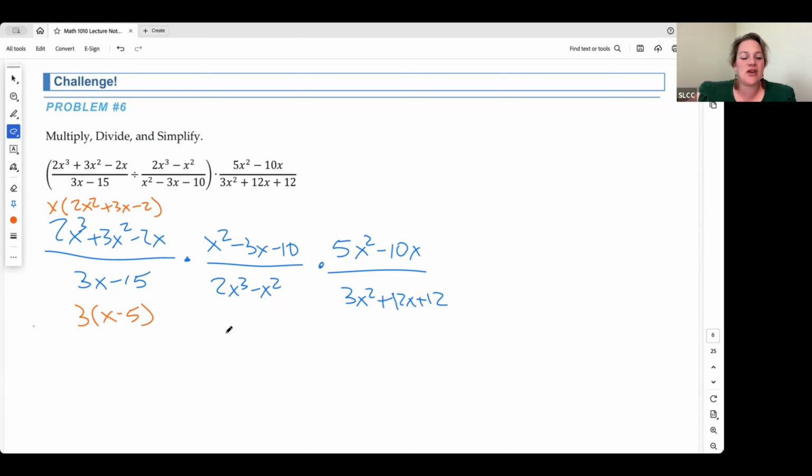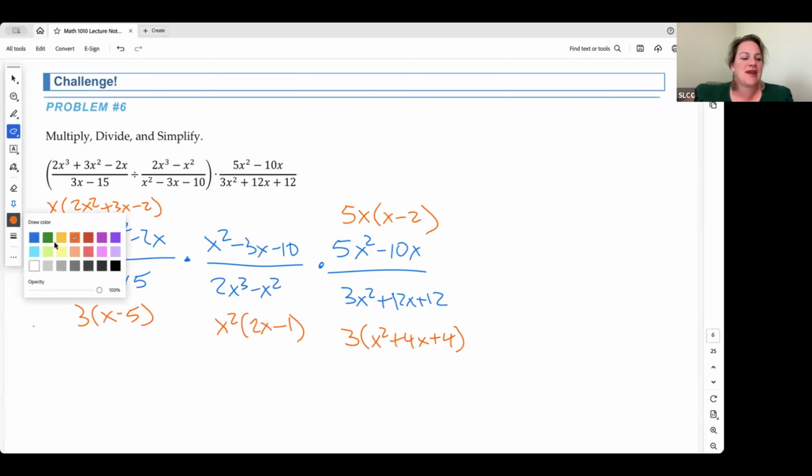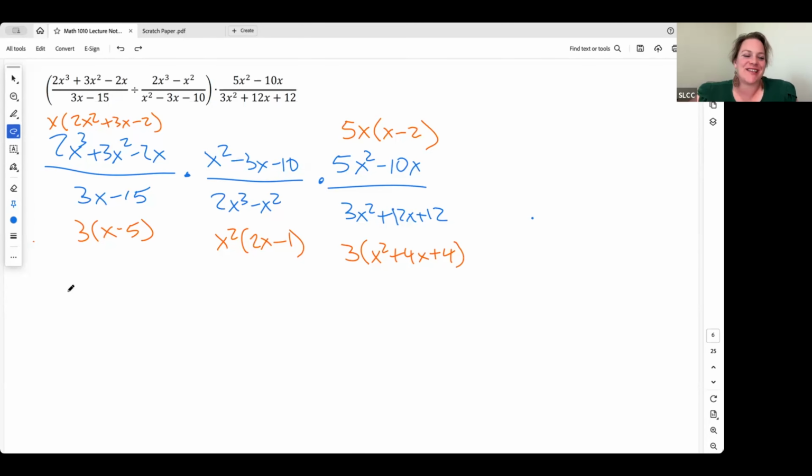The next denominator, I can factor out an x squared. Remember, the most that you can divide each term by, and I get 2x minus 1. And then in the next numerator, I can factor out a 5x to get x minus 2. And in the following denominator, I can factor out a 3 to get x squared plus 4x plus 4. Now I can go through and factor those remaining trinomials. Now let's see what we have left.